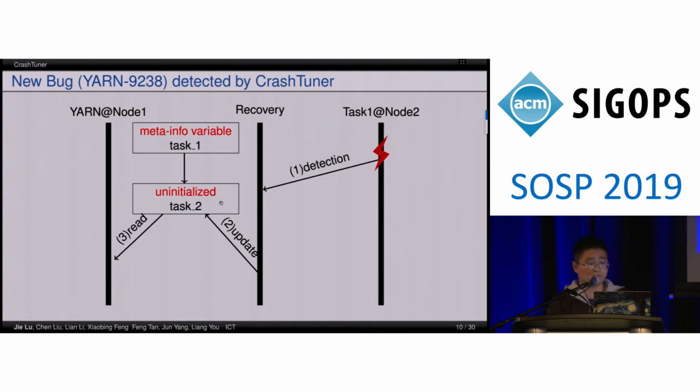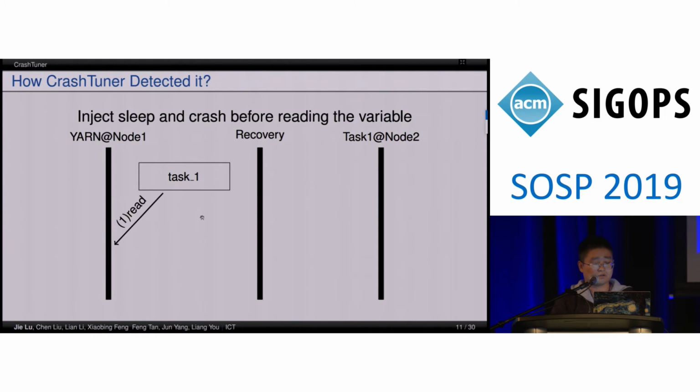YARN will read the meta-info variable without being aware of the change, so it still thinks the meta-info value is the old one. So it will allocate resource to the uninitialized task. Hence a bug happens. So how does CrashTuner detect it?